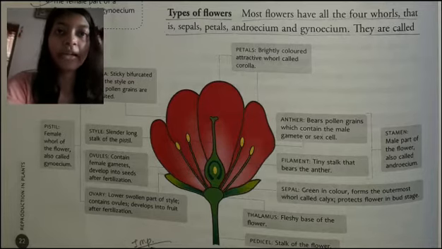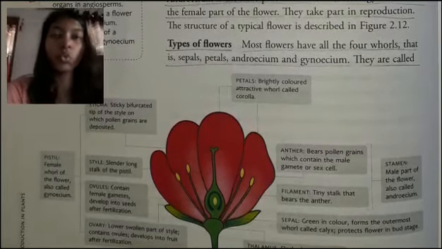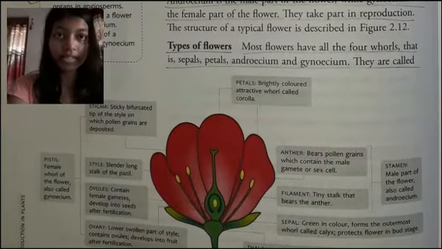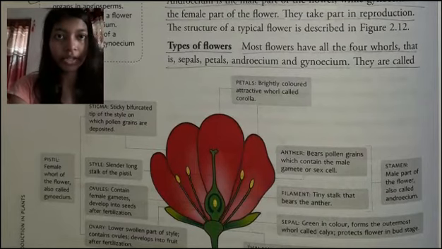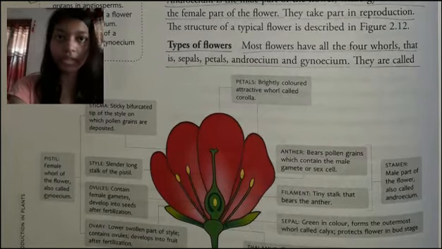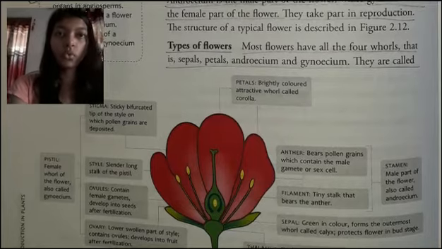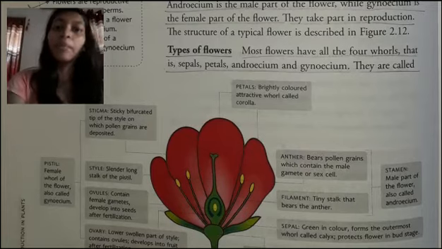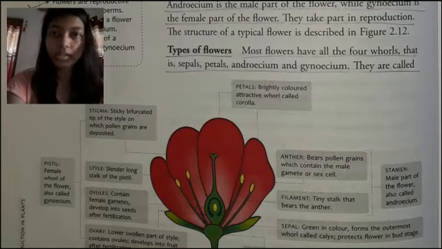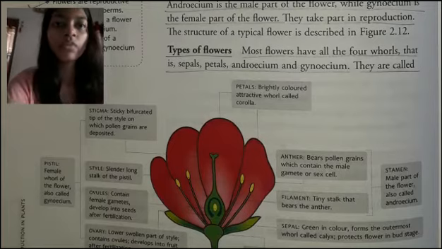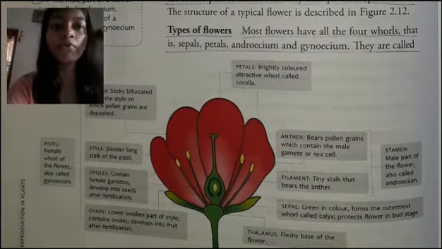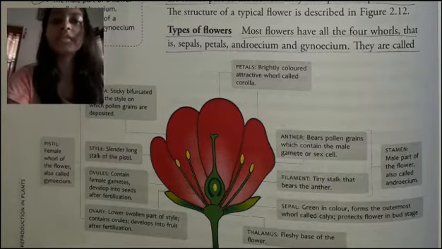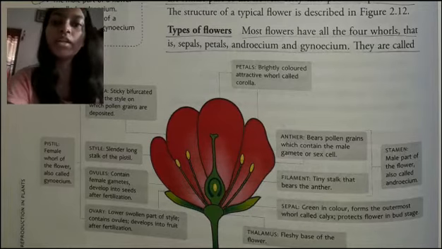Now we are coming to the pistil part again to describe the different functions of the pistil. So here we can see its stigma, sticky bifurcated tip of the style on which pollen grains are deposited. So this is the sticky bifurcated part on which the pollen grains from other flowers are deposited in case of pollination. We will learn later in this part. So next we are going to style. It is a slender long stalk of the pistil. Style is a little bit similar to the filament.